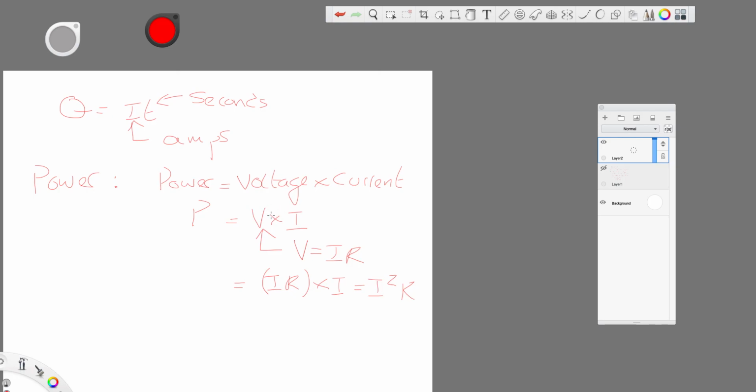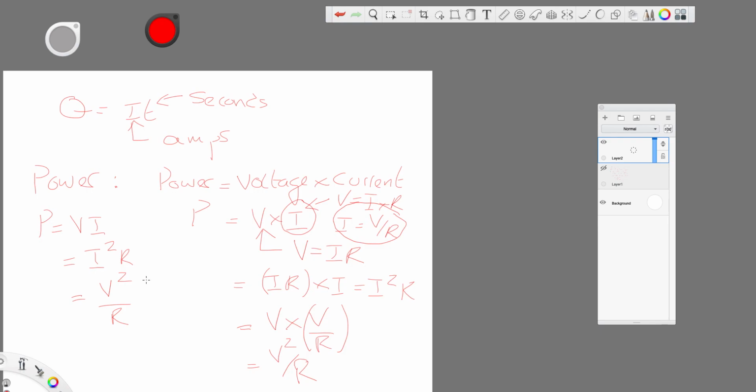We could also rewrite this if we didn't want to get rid of the V, but we did want to get rid of the I. That I from V equals I times R, I is V divided by R. So I could take this then and put it in here, and I would have power is V times V divided by R, which gives me V squared divided by R. So I've got three expressions for power. I've got power is V times I, that's the one you need to know. You could also make it I squared times R. You could also make it V squared over R.